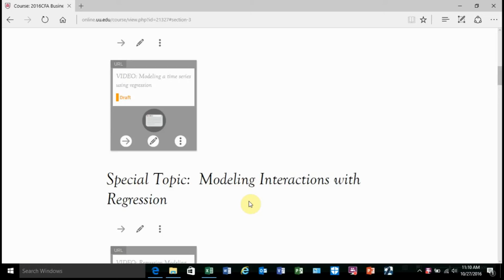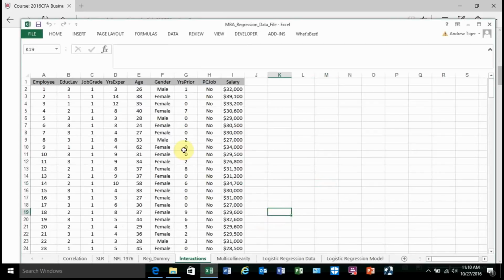But how do we model that in a business sense when we're looking at data? So I'm going to look at this problem, and what we're looking at is a salary. We want to know a salary as a function of gender, and let's just use years of experience. So I want to know, how is my salary related to my gender and years of experience.